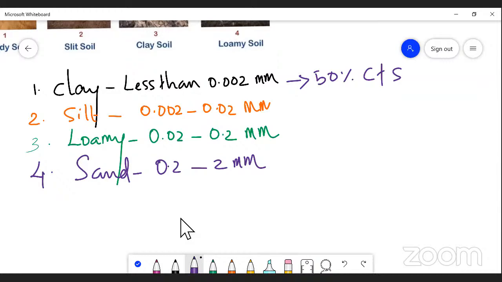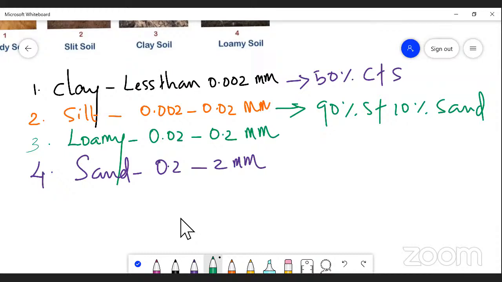Second type, silt soil. Silt soil consists of 90% silt and 10% sand. I'm talking about the second size of soil particle, that is silt. It consists of 90% silt and the remaining 10% sand soil. So that is the nature of silt and sand. Then third, loamy soil consists of 70% sand soil and the remaining 30% clay or silt soil.